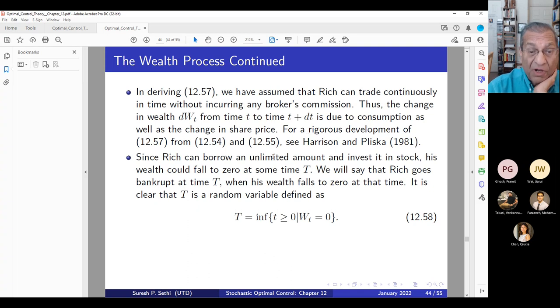We assume that each person can borrow an unlimited amount and invest in stock, and at some point his wealth could fall to zero. At that time, he goes bankrupt and the problem stops. That time is given by T, the infimum of T bigger than or equal to zero when W(T) goes to zero. That time is called a stopping time.